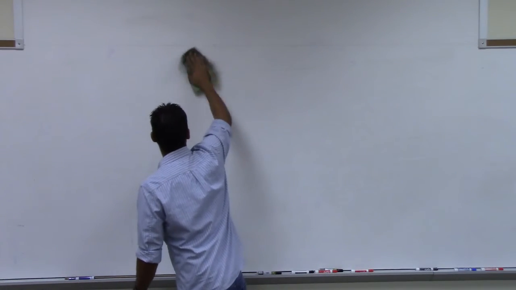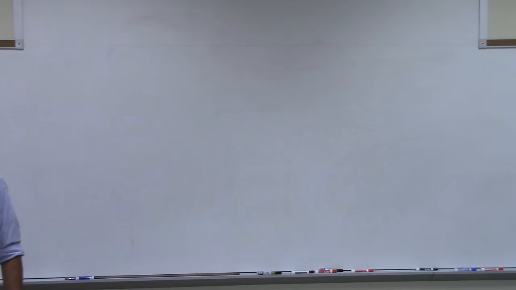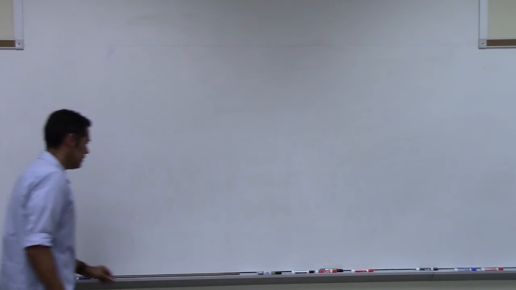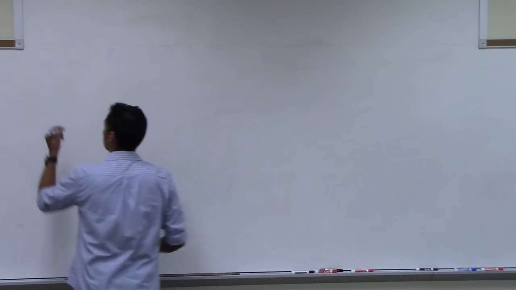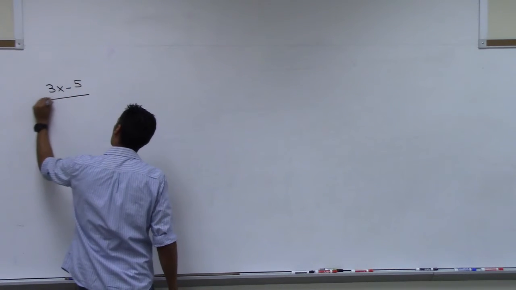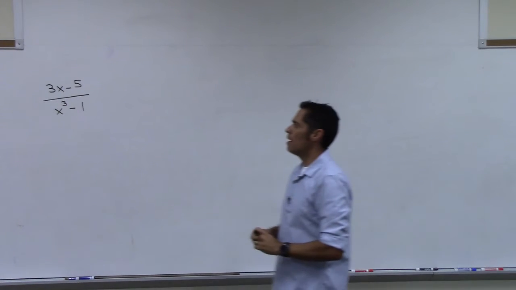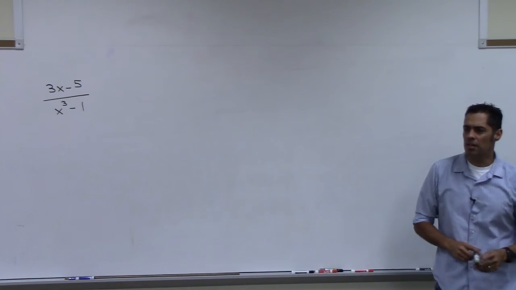All right, so let's try something else. And I don't know why they avoid that on purpose in this book. I don't know. All right, we'll do this one. It's in the book. 3x minus 5 over x cubed minus 1. Break that into its partial fraction decomposition.